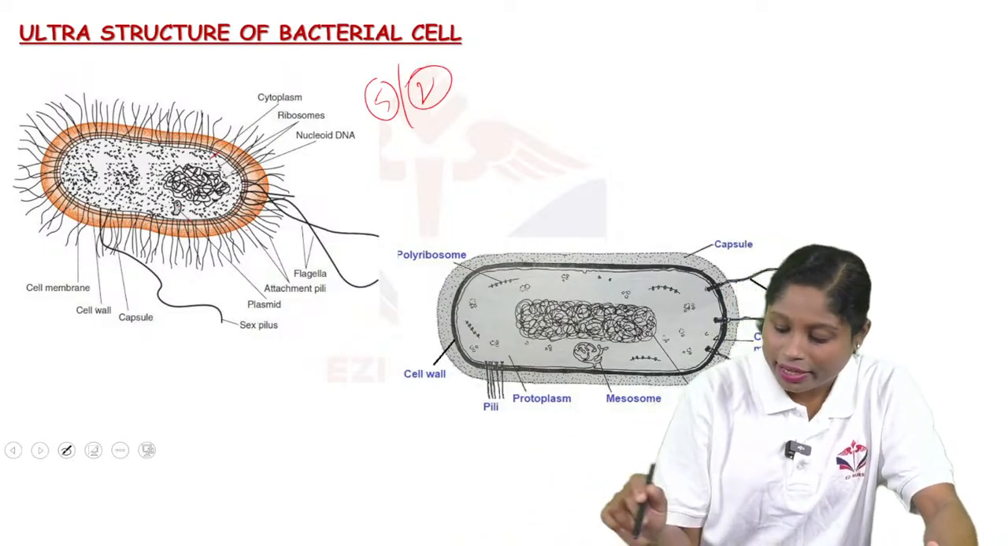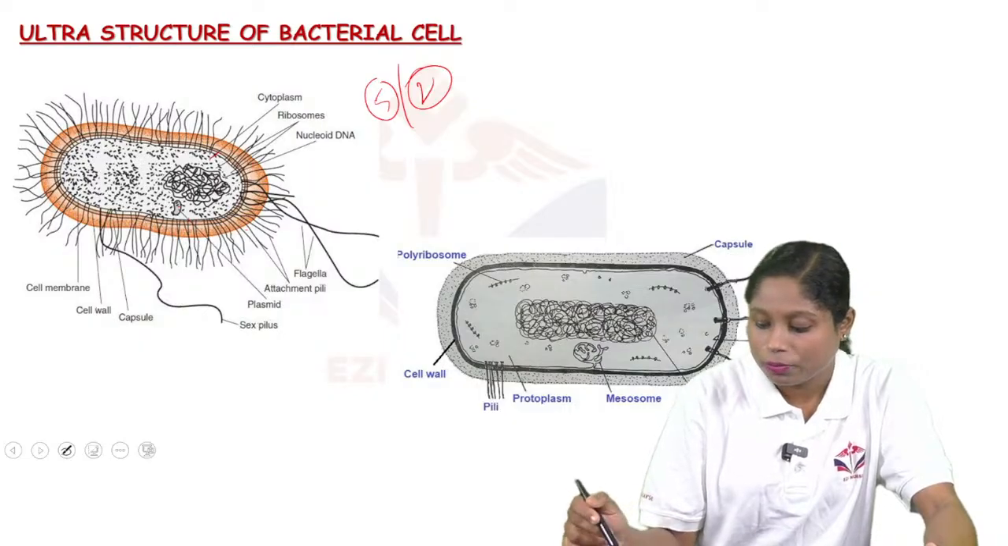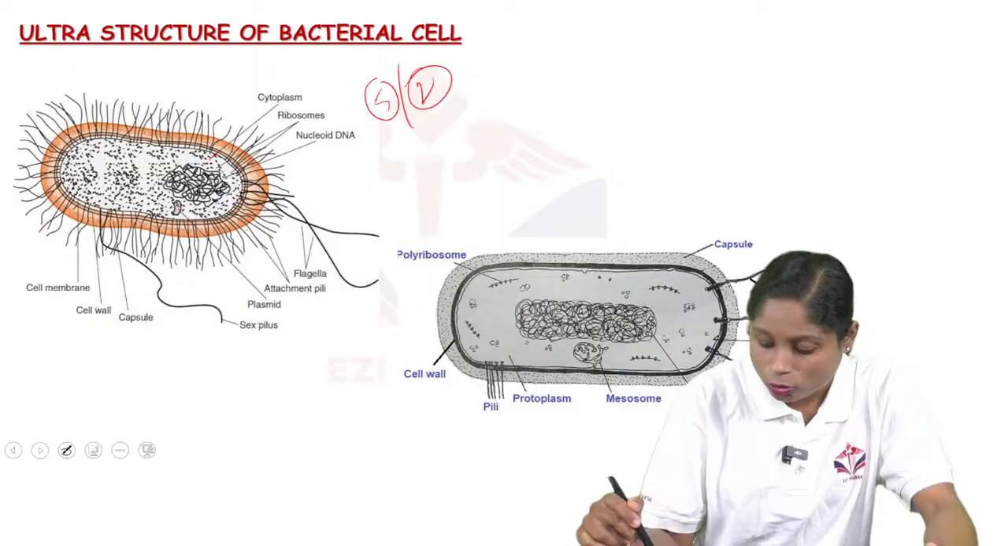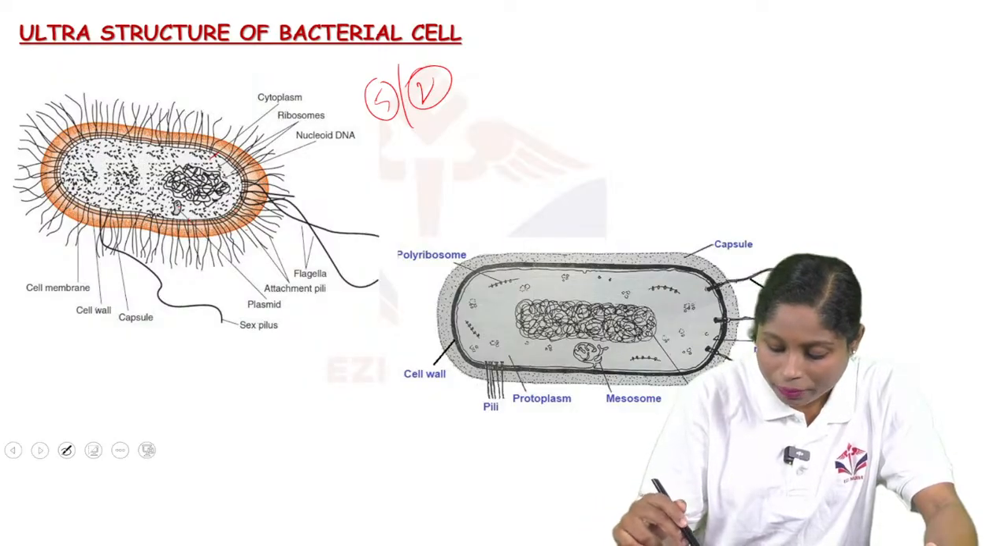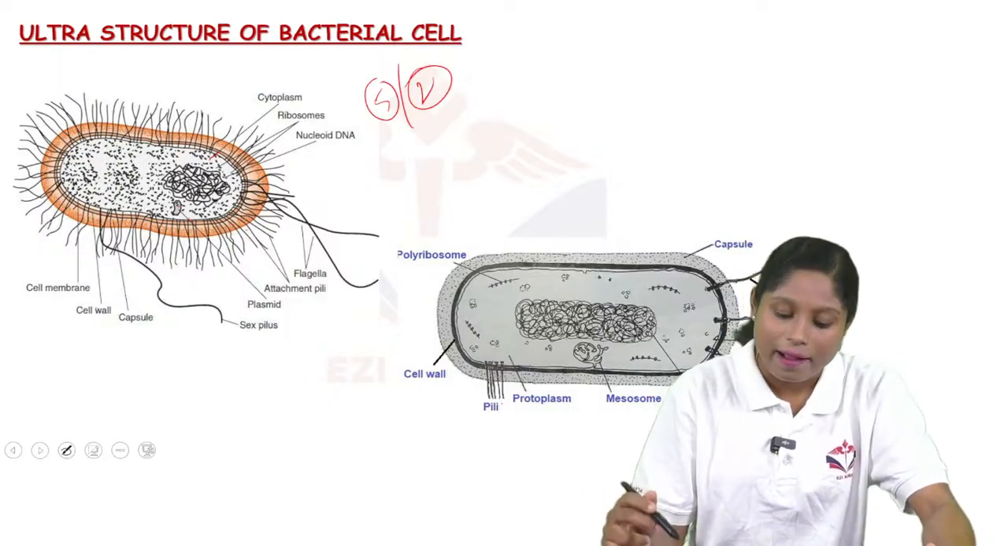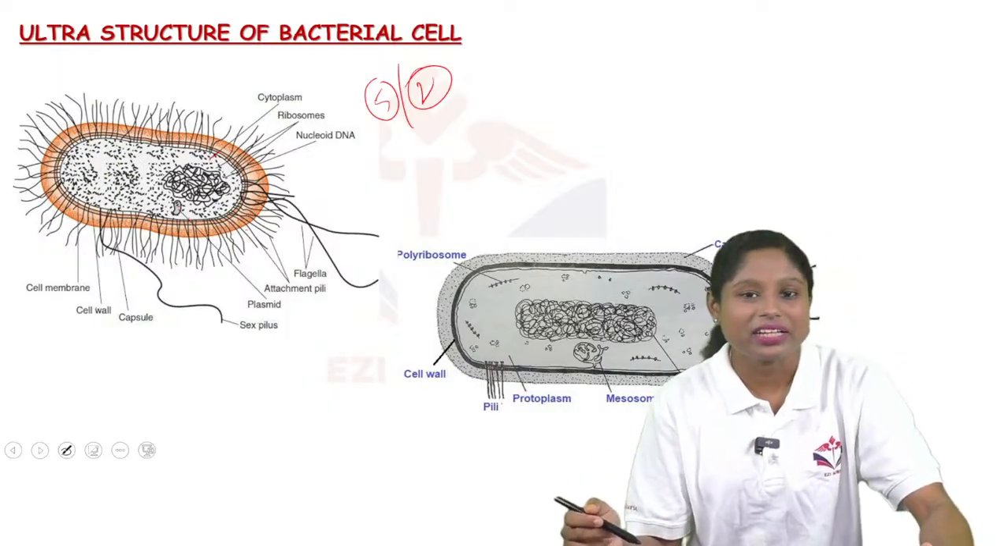So this is another example, where capsule will be there, flagella, cell membrane, chromosome will be present, mesosomes will be there, protoplasm, villi will be there, cell wall and polyribosome. So these are the main structures of a bacterial cell.